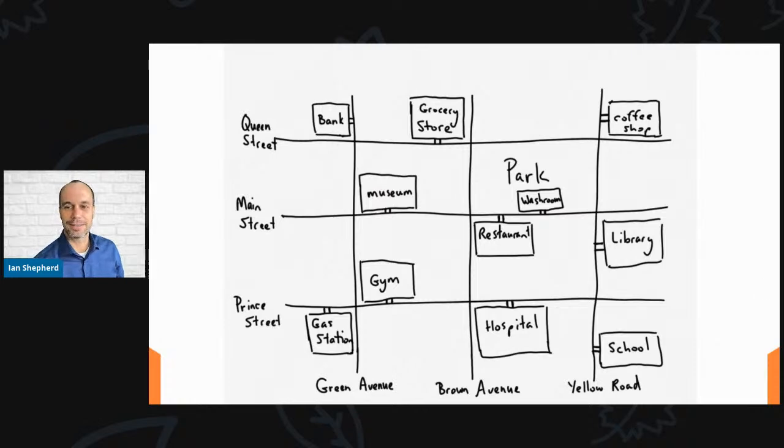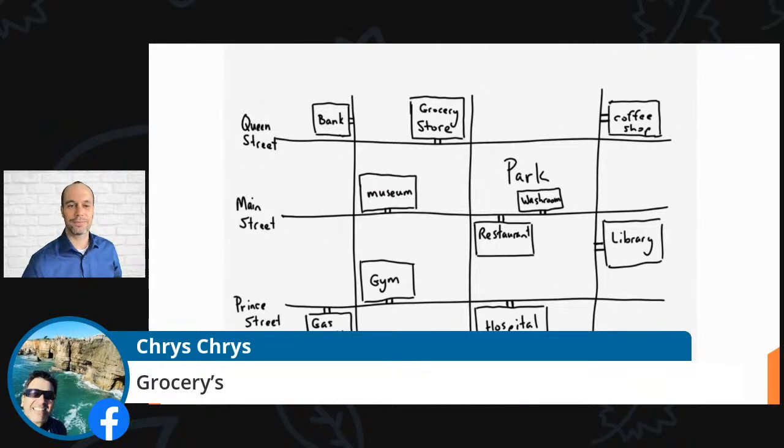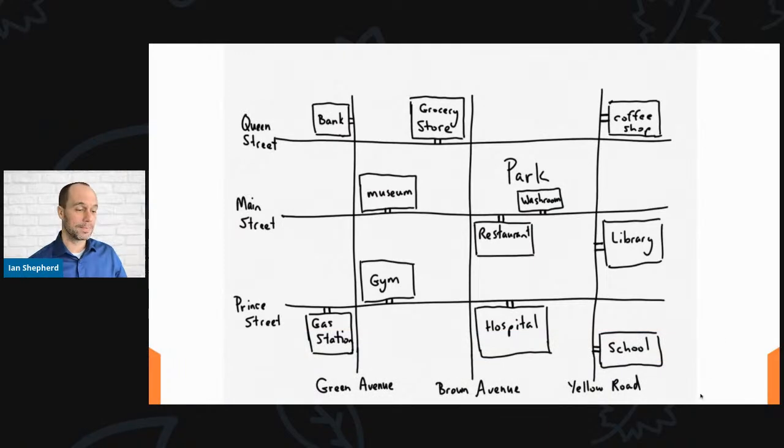Okay, we have an answer. Anna got it. So, grocery store, very good. And Chris, shortly after Anna answered, Chris got grocery store as well. You guys are awesome. So, again, if you didn't quite get it this time, let's go back.